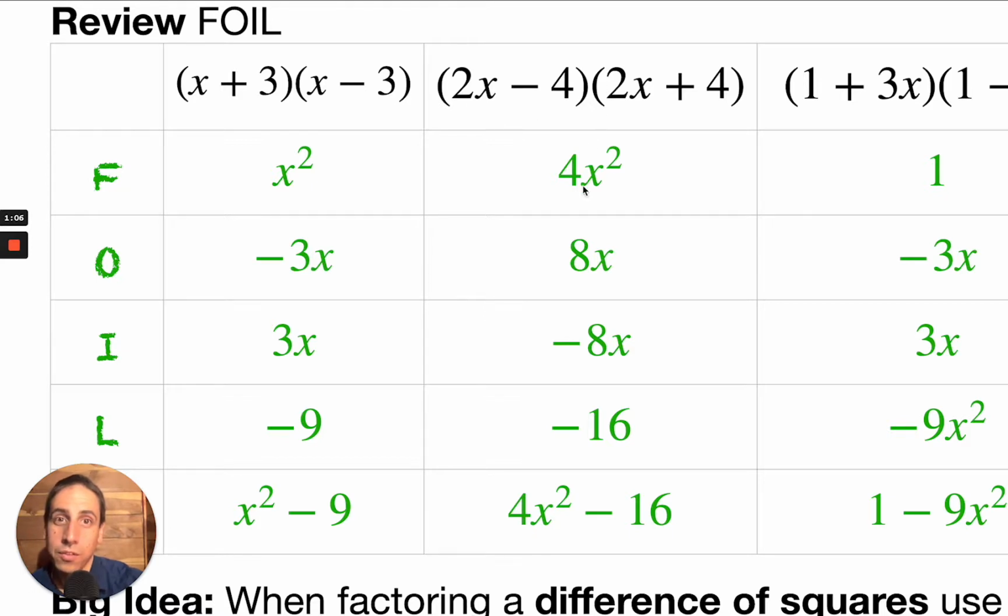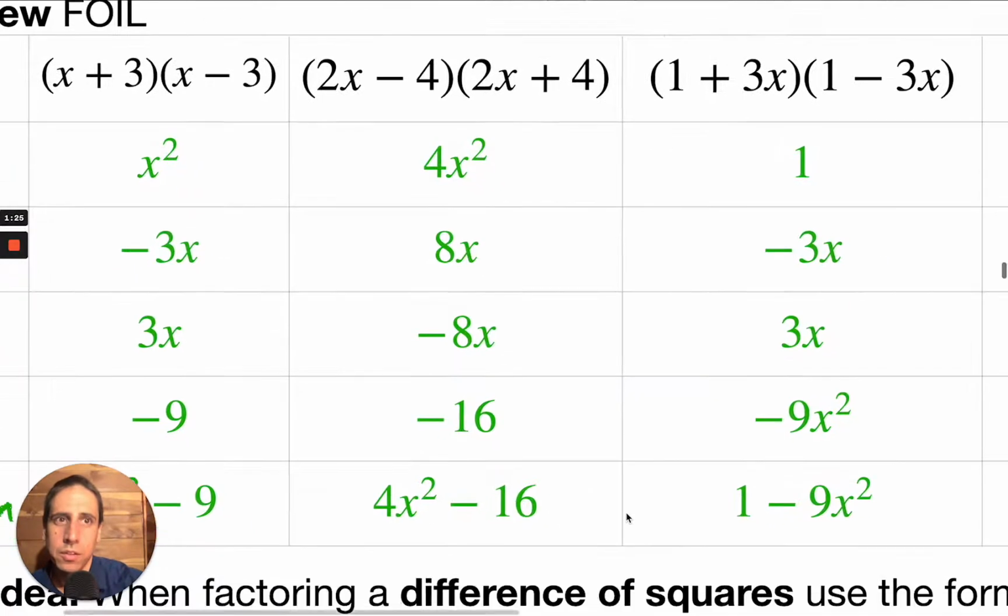Let's do something like that again. 2x times 2x is 4x squared. 2x times 4 is 8x. Minus 4 times 2x is negative 8x. And then minus 4 times 4 is negative 16. When you add them all up, the middle two terms again cancel. You get 4x squared minus 16.